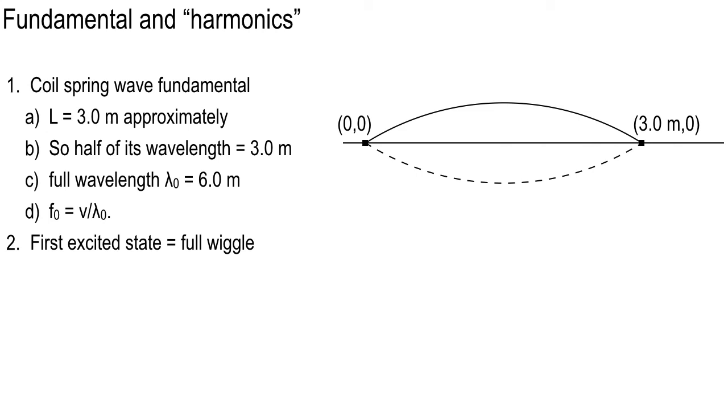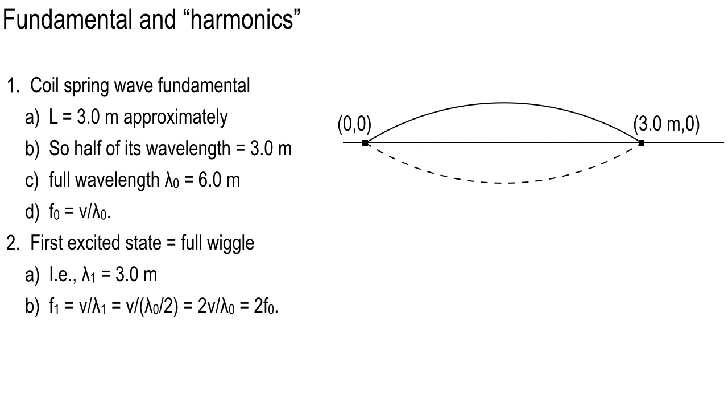Okay? So we had that thing, and I had to oscillate my end of the spring at that rate, and if I did that carefully, I got a standing wave. The first excited state. Now, that was a full wiggle. We got a bump and a dip, and they oscillated with a dip and a bump. All right, that's one full wave. So that means that lambda 1, the wavelength of the first excited state, is 3 meters. All right, so the fundamental has the longest wavelength, and the first excited state has half that for this system.